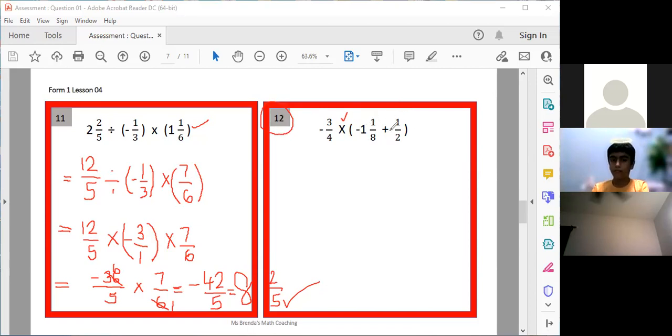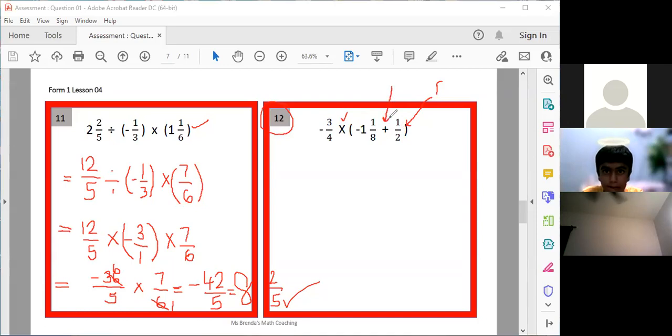Okay, look at the question. What do you see here? What do you see? What do you call this? Bracket operation. Bracket. So what do we have to do? Can we do the multiplication? No. No. We do what's inside the bracket.